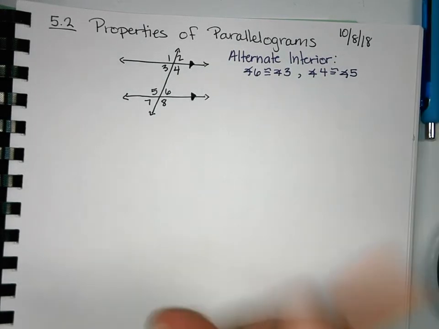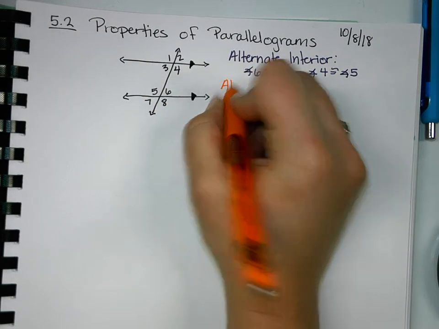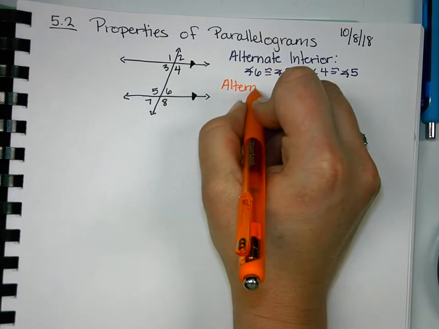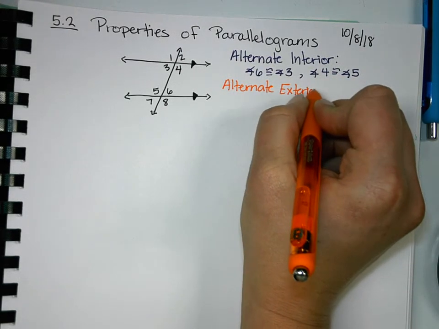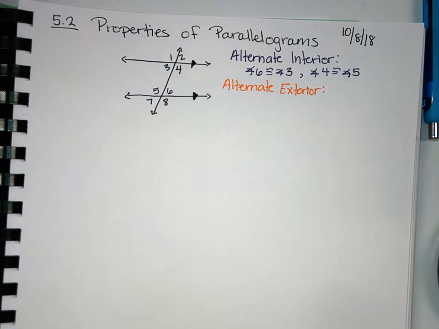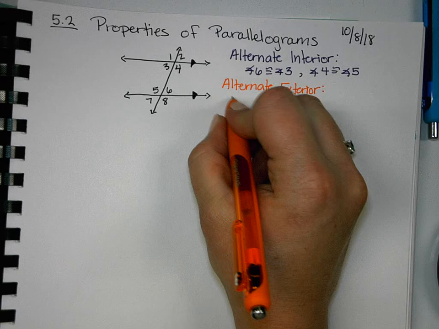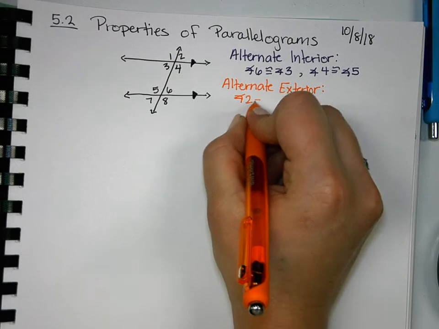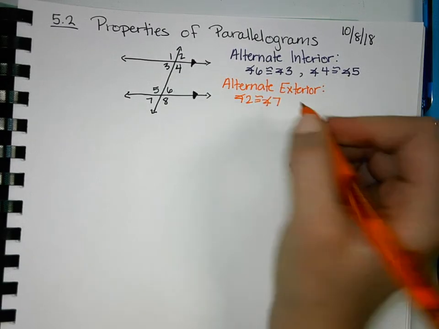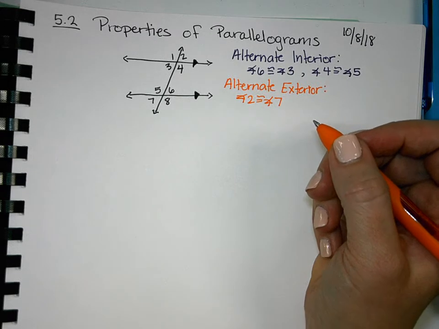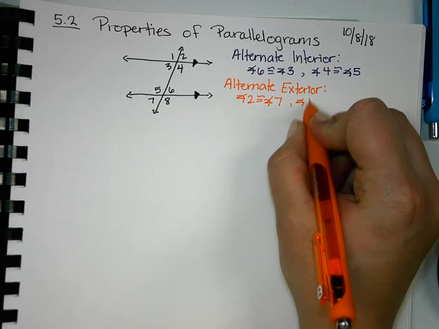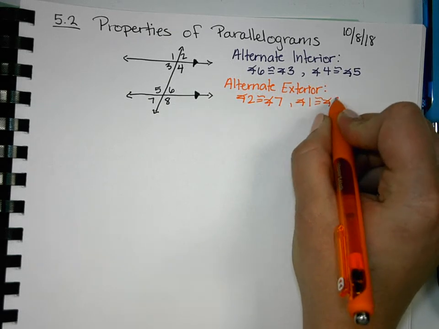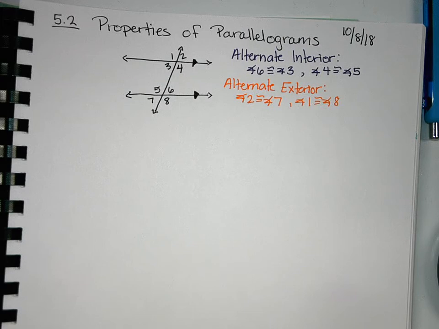Alright. We also, I heard Tyler say, have alternate exterior. So who can tell me what a pair of alternate exterior angles are? 2 and 7. And what's the other pair? 1 and 8. Okay, so those are two types.